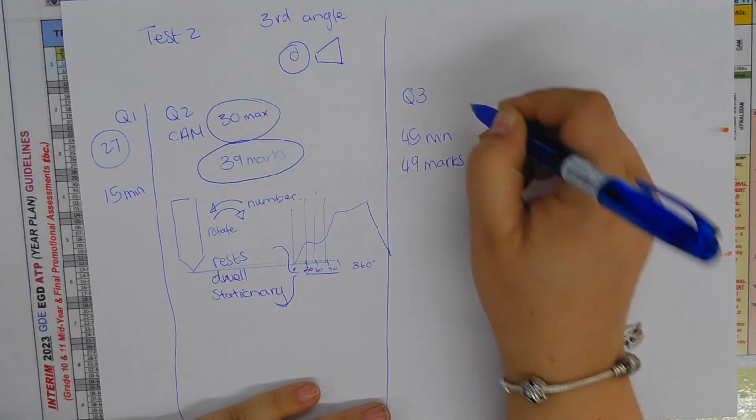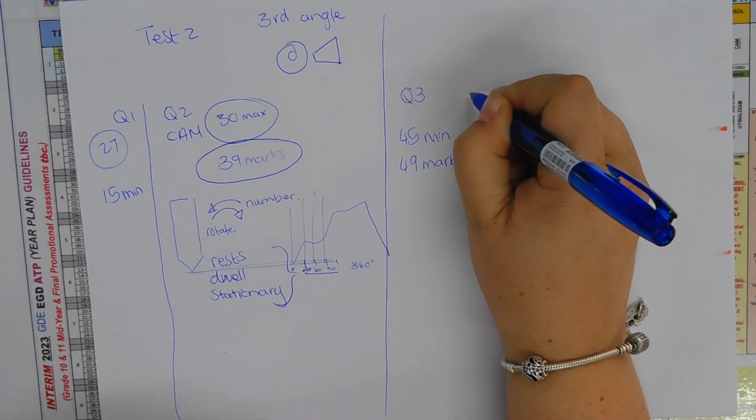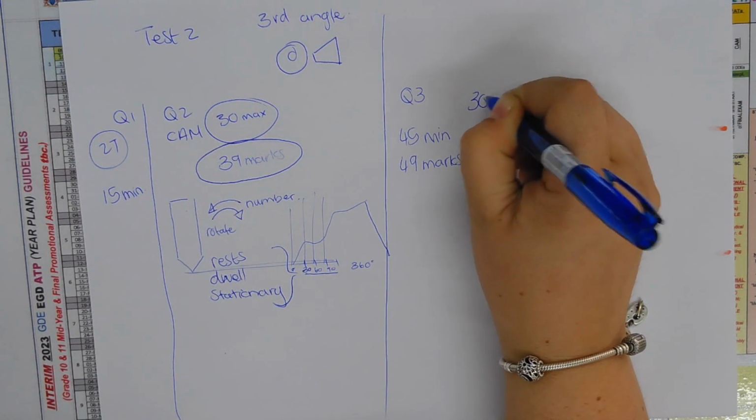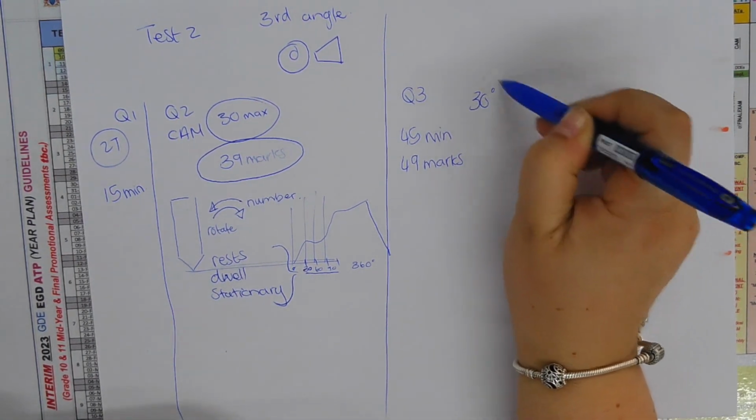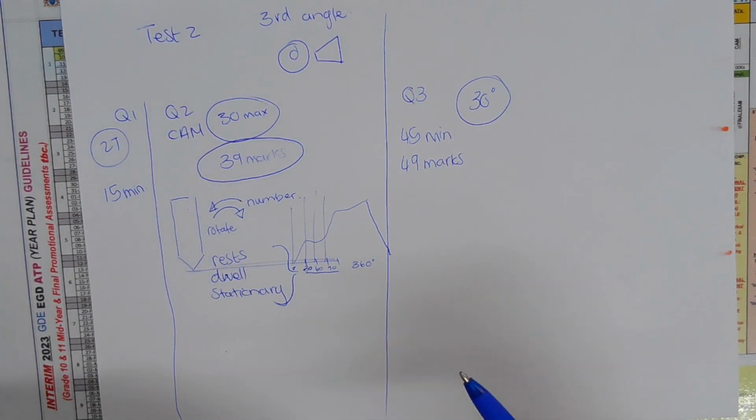For isometric, when you see or hear the word isometric, remember 30 degrees. Always 30 degrees. So you're going to use your 60 degree triangle.